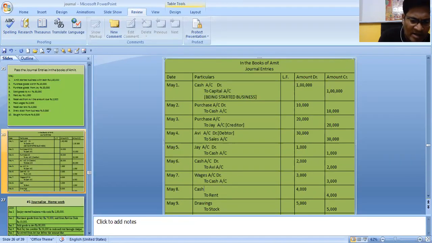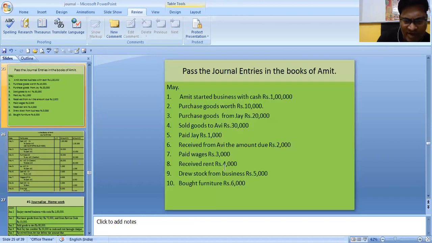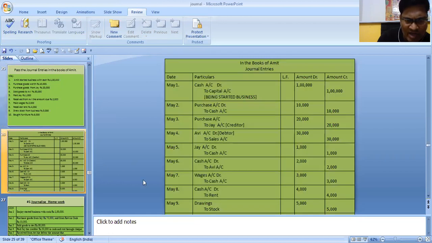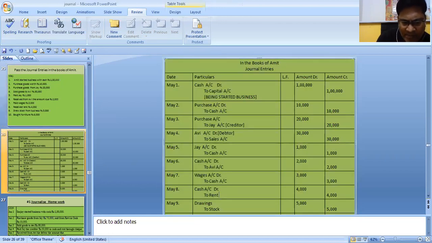Similarly, we have rent received. Now, rent received is what? Received rent 4000. So we are receiving rent. Then cash is actually what we are receiving. We are receiving cash, and rent is our income. Any income or revenue is credited as per golden rules or as per the modern approach. So rent will be credited.